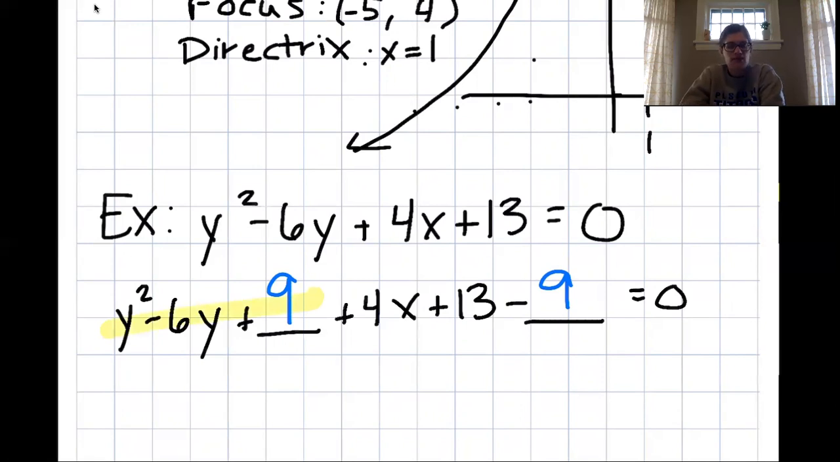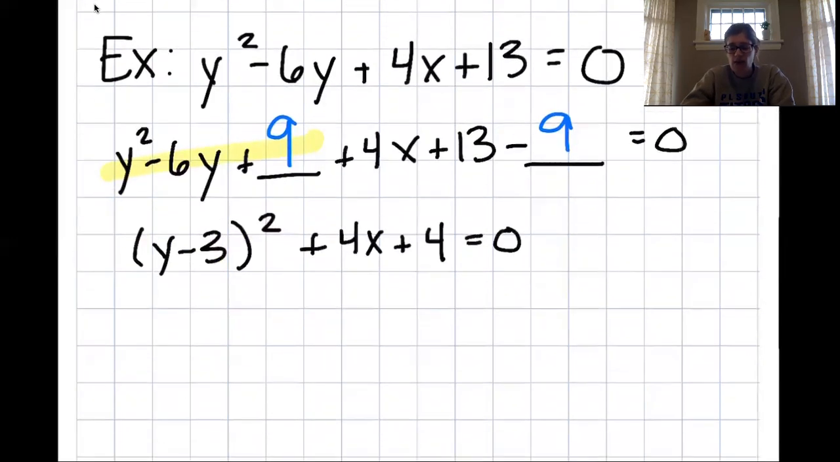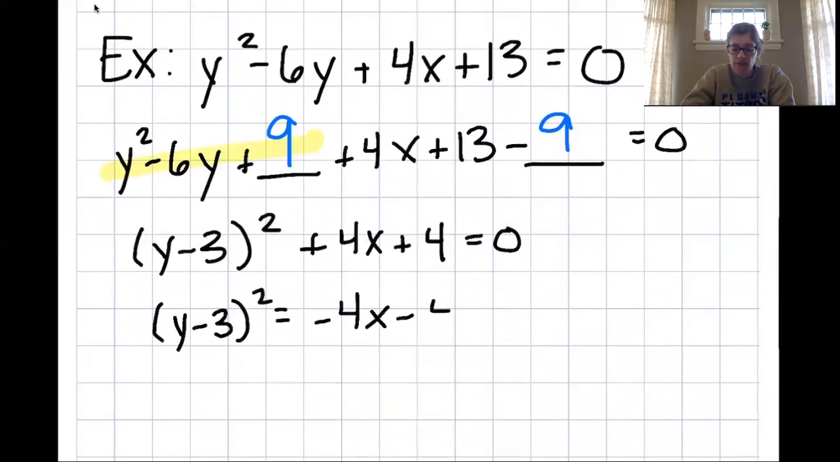We like that because it factors to be y minus 3 times y minus 3, which I can write as the square of a binomial, y minus 3 squared. And then I have plus 4x plus 4 equals 0. So it's looking a little bit better, like that equation that I gave you at the beginning of our notes. But remember, we always want the y squared to be all by itself. So we're going to move the 4x and the 4 to the other side. That will be y minus 3 quantity squared equals -4x minus 4.